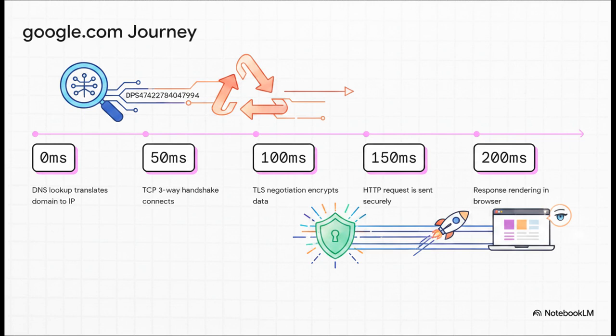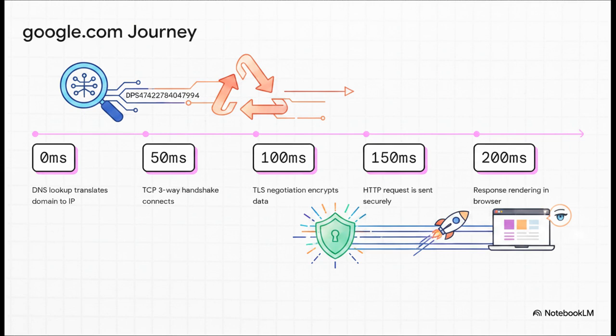Well, here is the exact fluid movement of that data. First, at 0 milliseconds, the DNS lookup translates the domain into an IP address. Second, at 50 milliseconds, the TCP three-way handshake establishes a reliable connection. Third, around 100 milliseconds, TLS negotiation happens to encrypt the data. Fourth, at 150 milliseconds, the actual HTTP request is finally sent over that secure tunnel. And finally, at 200 milliseconds, the server's response is rendered right there by your browser.